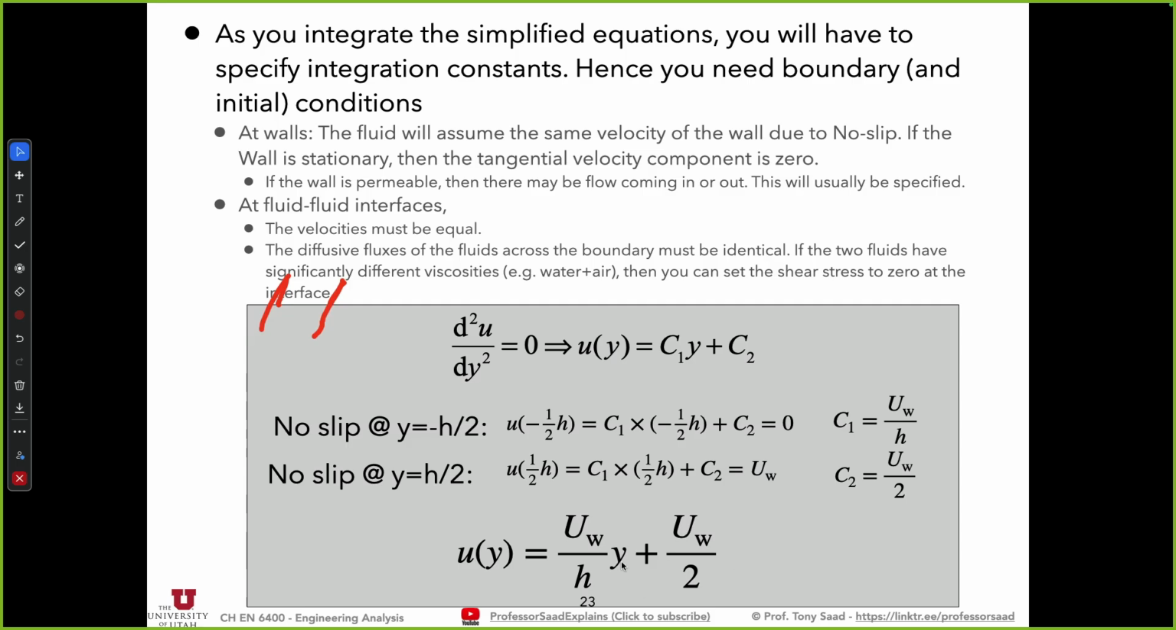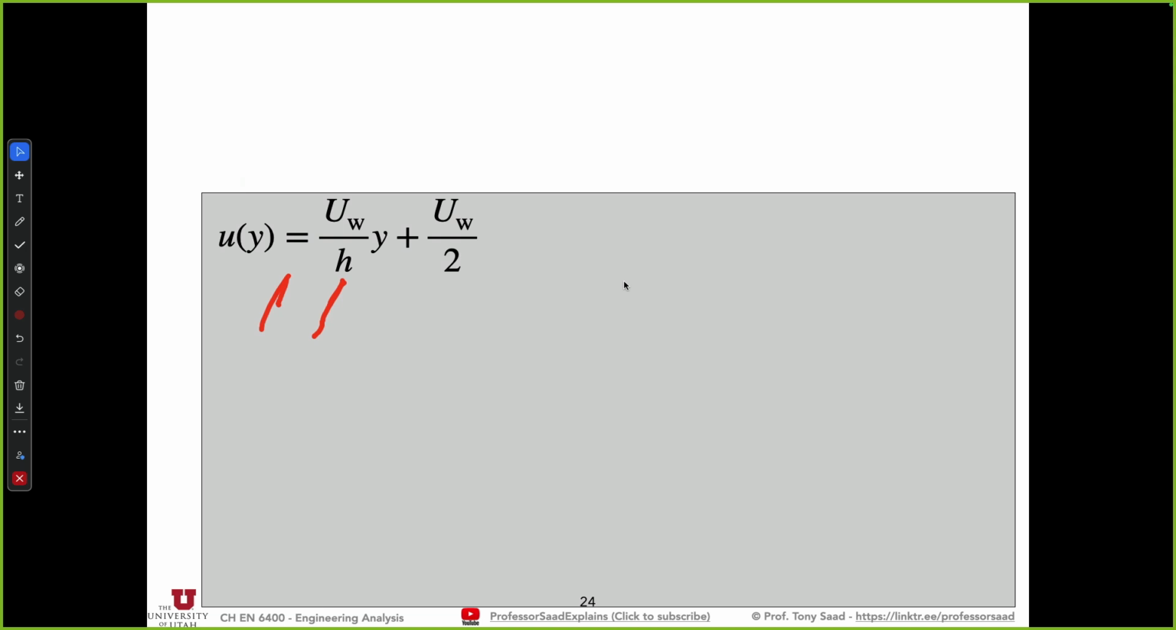At the top wall, y is equal to h over 2. You're going to get u wall over 2 plus u wall over 2, which is equal to u wall. Indeed, at least you satisfy your boundary conditions. Okay, that's a sanity check that you need to do immediately after you find your integration constants and you solve for the problem. Now we have an analytical velocity profile for this Couette flow problem.